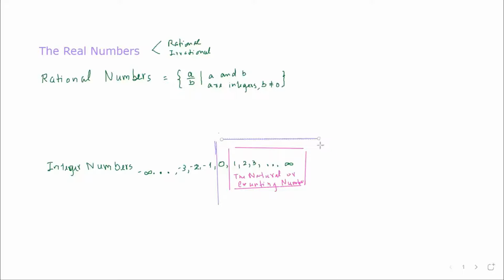I'm trying to make a table, so it's easy to remember or keep in mind each definition. So if we start from 0, 1, 2, 3, 4, 5, and so on to plus infinity, we call these the whole numbers.